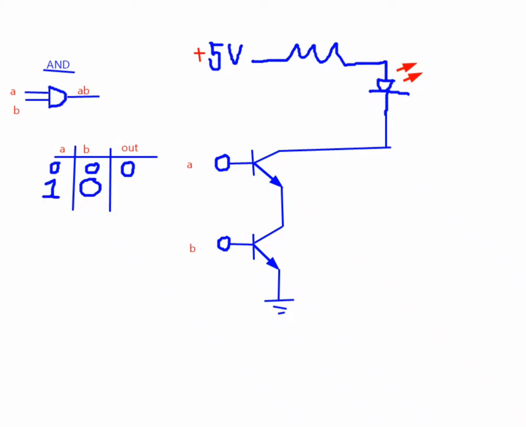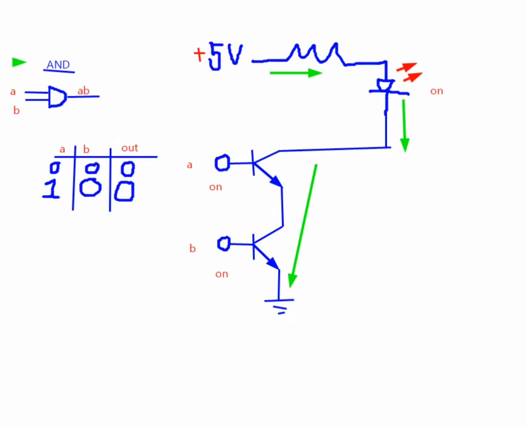Now what if A is in the on state and B is in the off state? Will the LED be on or off? Current will flow to the LED and current will flow to transistor A. However, since transistor B is off, no current can flow to the ground. Therefore, the output will be off. The only way the LED can be on is if A and B are both on. Only under that circumstance can a current flow through the LED and flow to the ground.